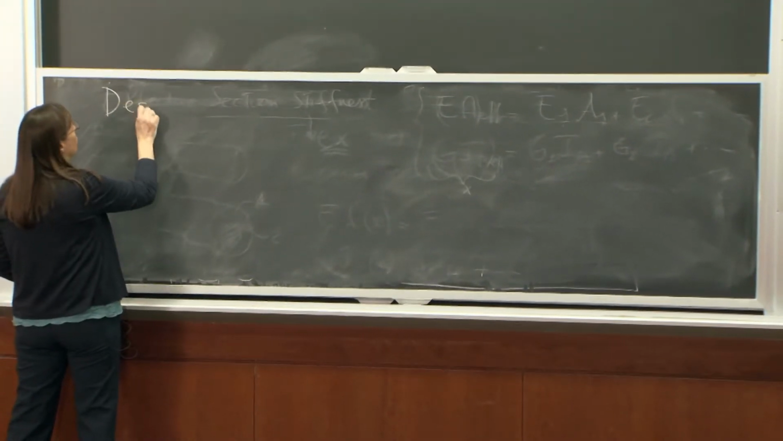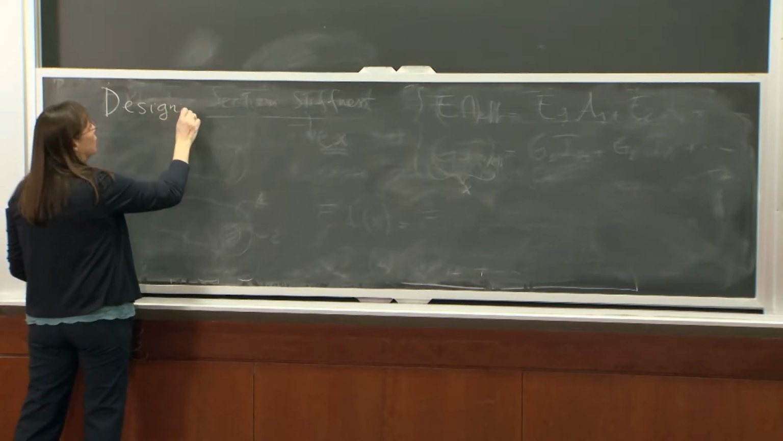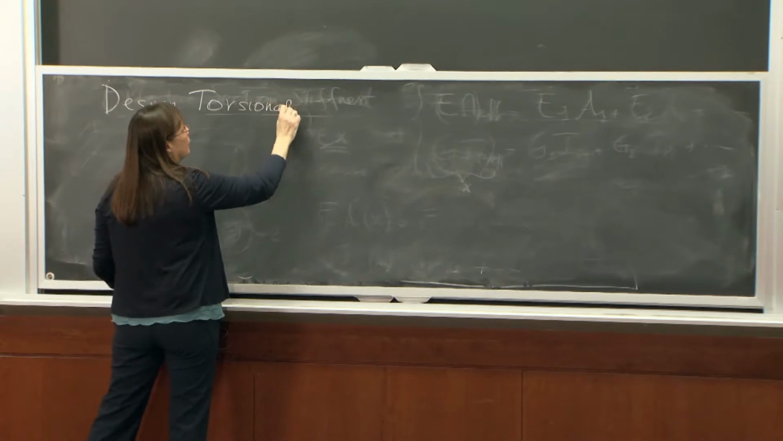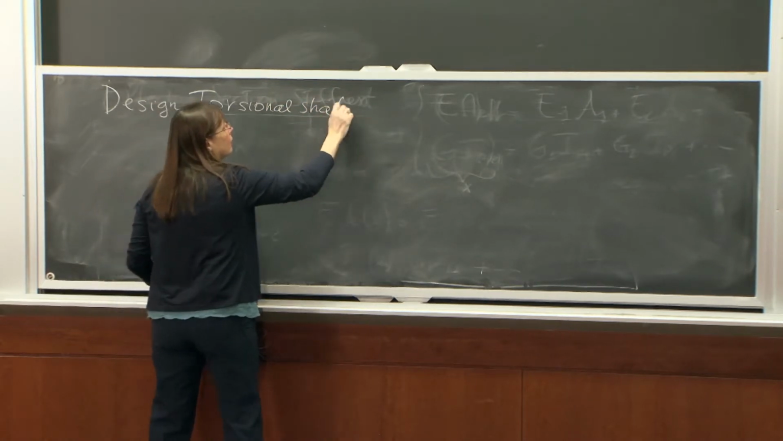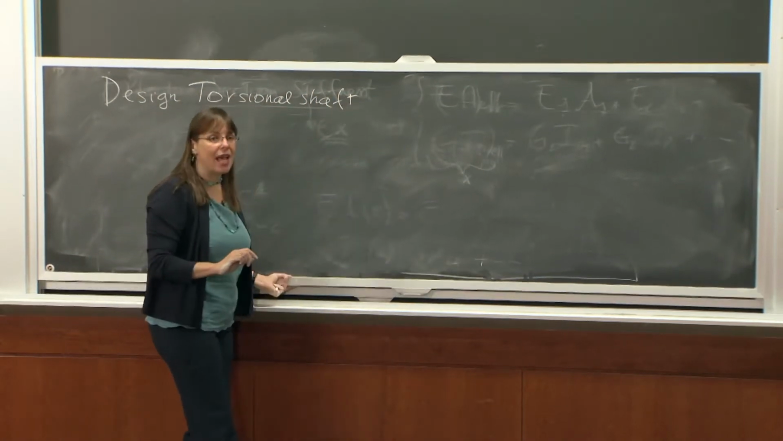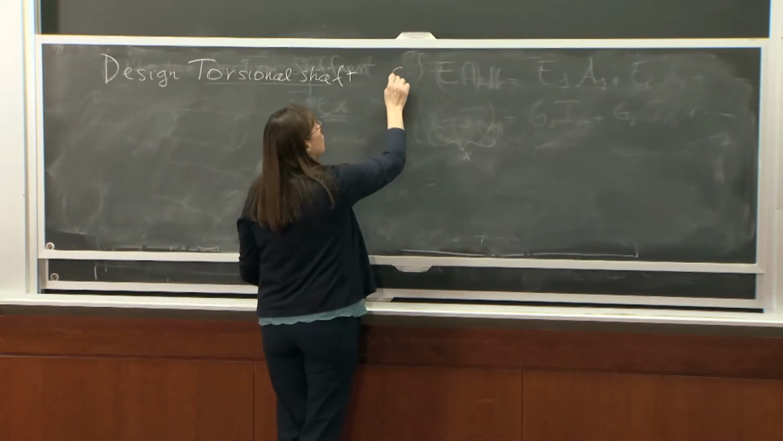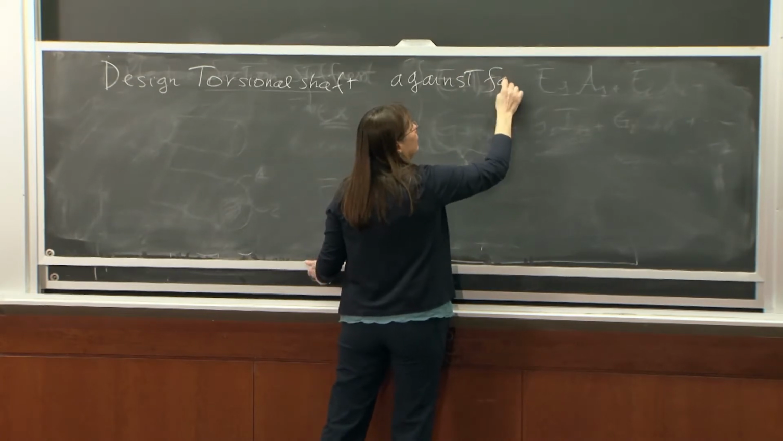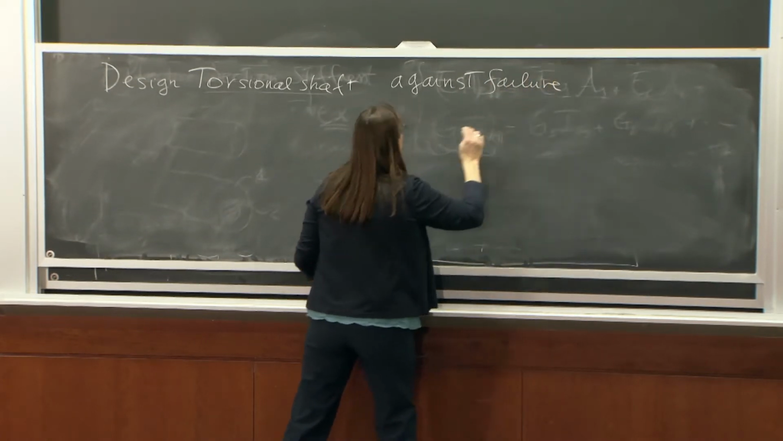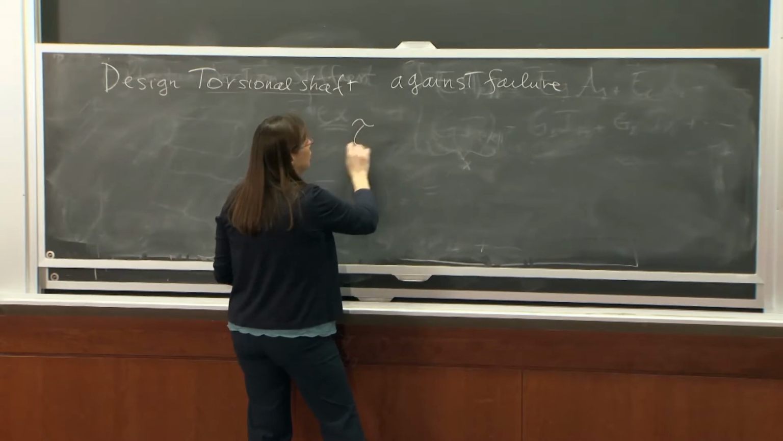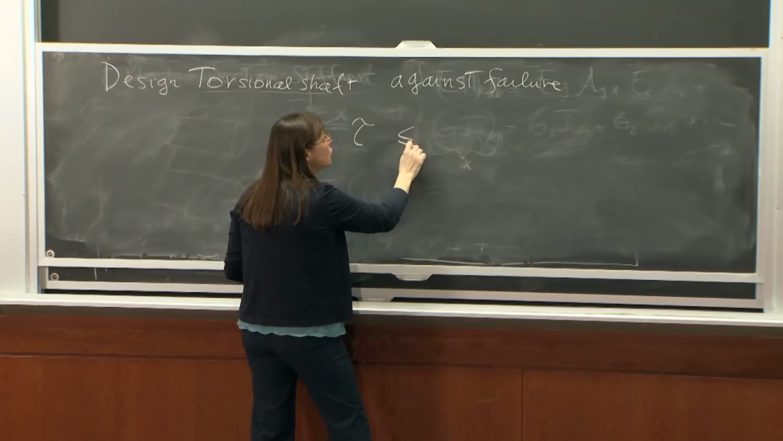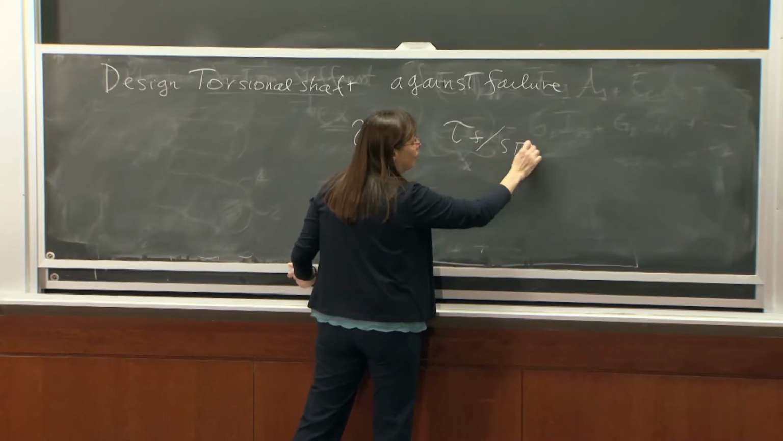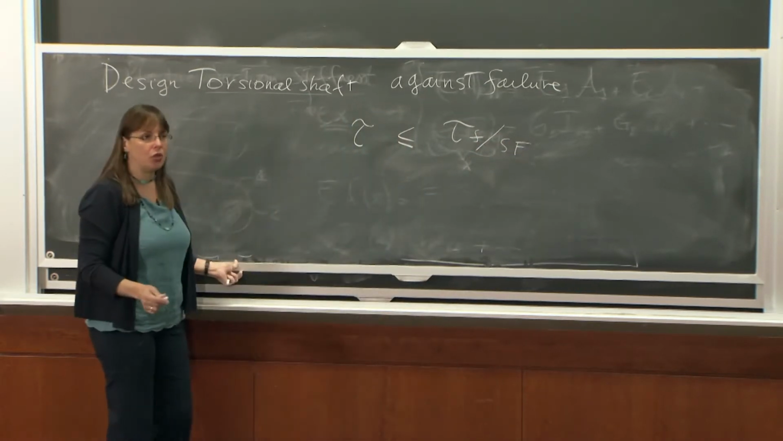But for now, let's say that we want to design some torsional shaft. And the simplest design criteria that you can have against failure is that the stress in the shaft must be less or equal than a failure stress divided by some safety factor. That's similar to what you did before, right?